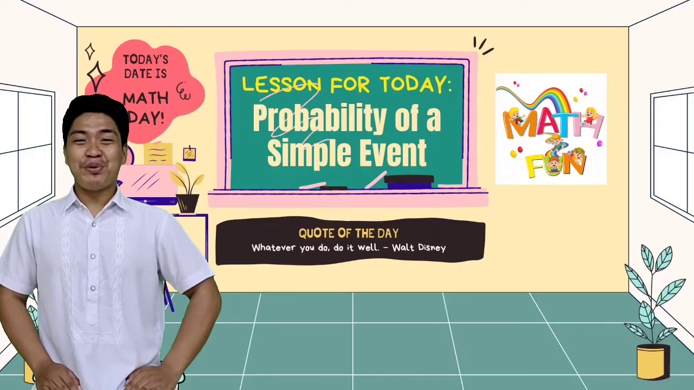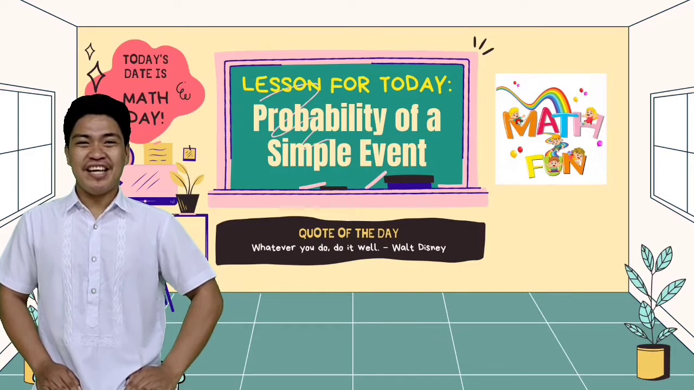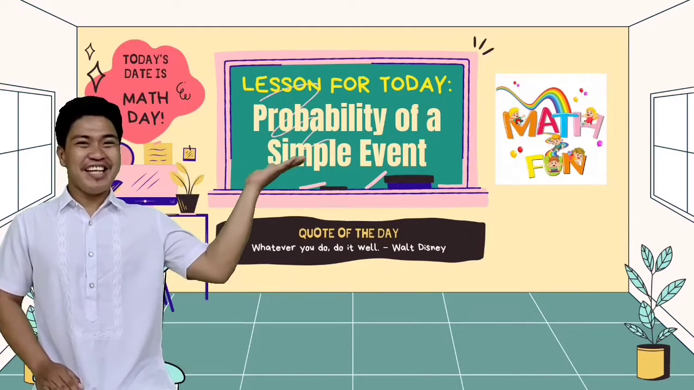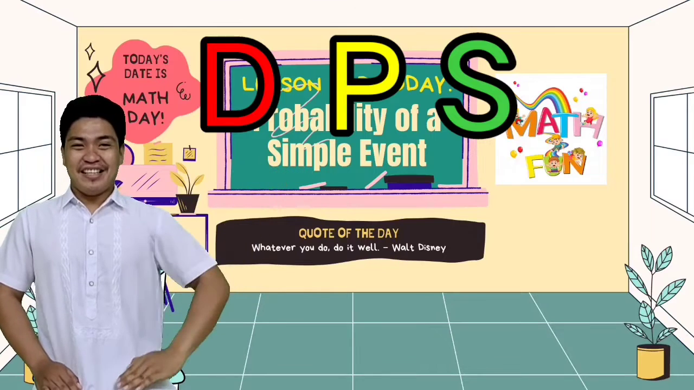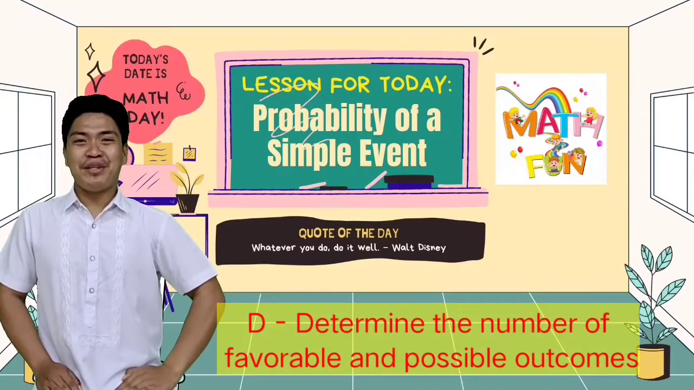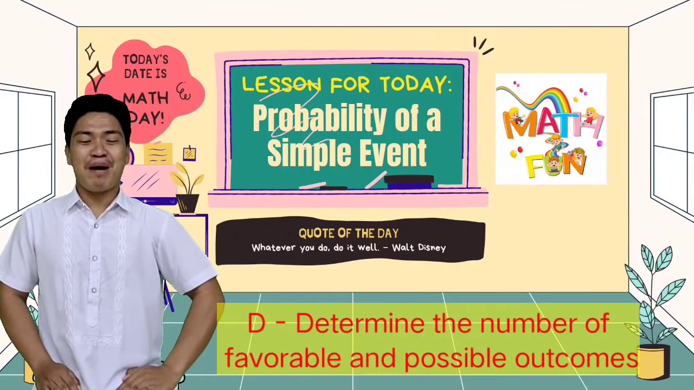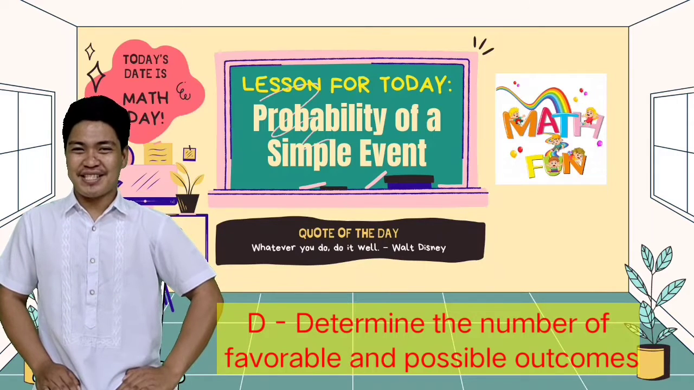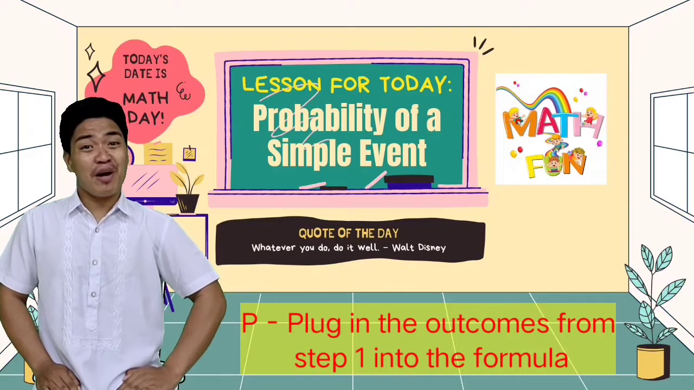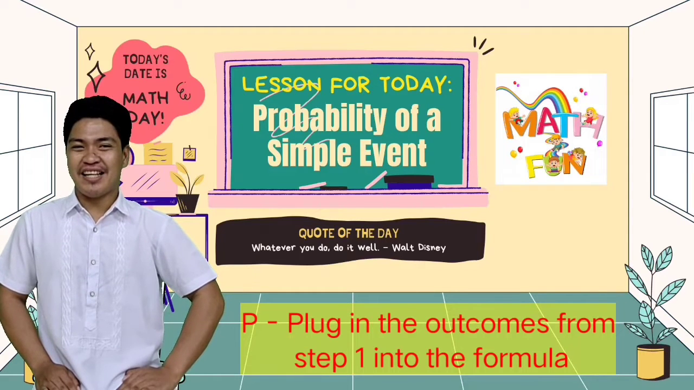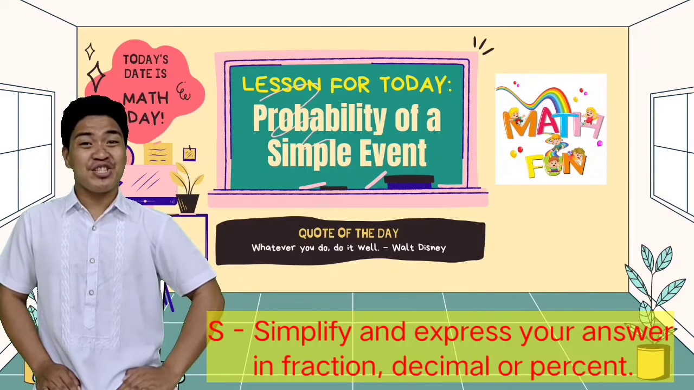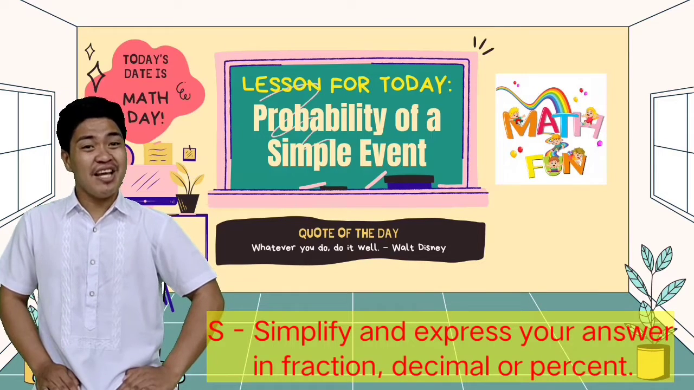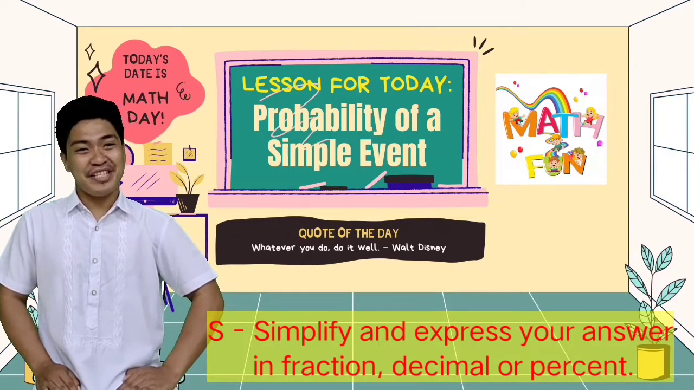In solving the probability of a simple event, just remember these three letters. B. Determine the number of favorable outcomes and possible outcomes. P. Plug in the outcomes from step 1 into the formula. And S. Simplify and express your answer in fraction, decimal, or percent.